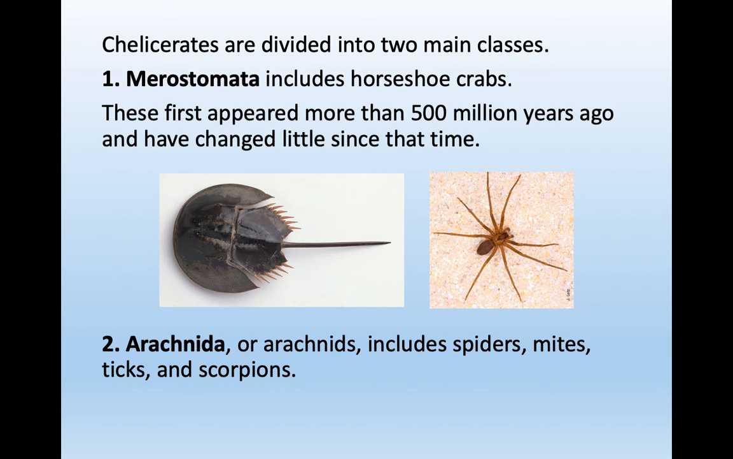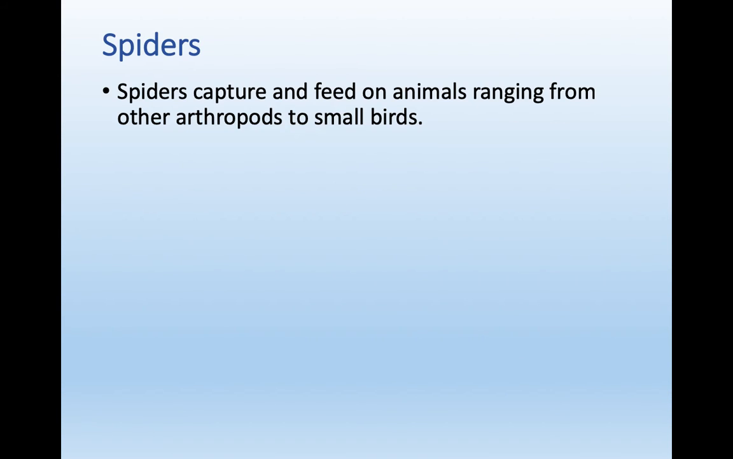And then you have the other class, which are arachnids, Arachnida. These include spiders, such as this one here, mites, ticks, and scorpions. Spiders are the largest group of arachnids. In the way that they feed, they capture and feed on animals ranging from other arthropods, like small insects, to in some cases even small birds. So they can get quite huge. And they catch their prey in a variety of ways.